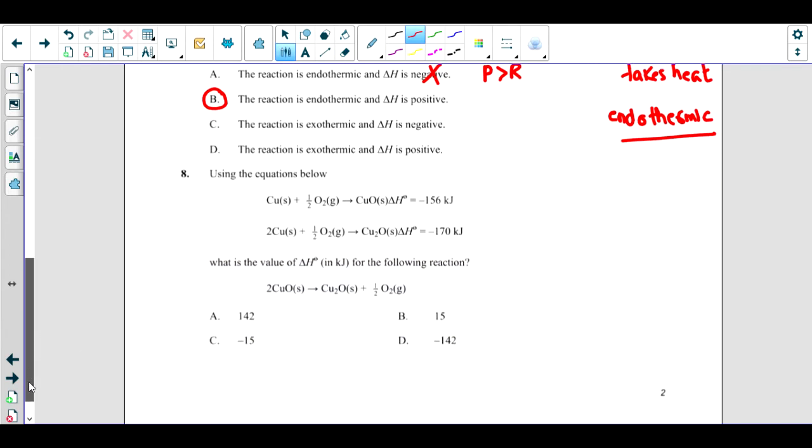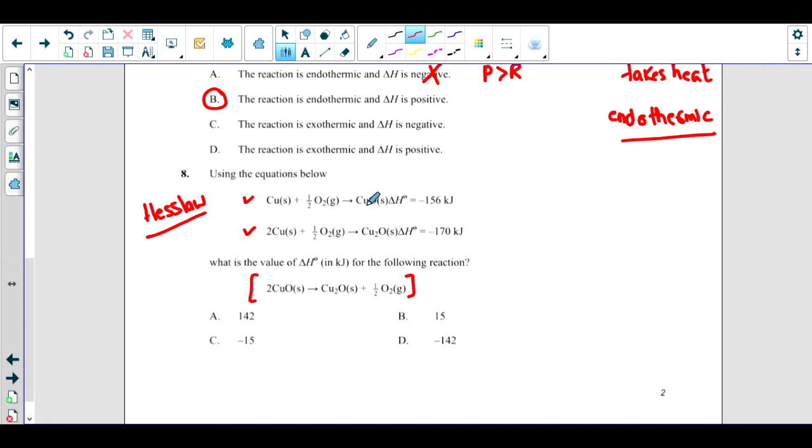Again, we have a question on Hess's law. We have some reaction mechanism and we have the main equation, and we want to derive this main equation with the help of these reactions. Let us see how we can do it. Here we have a CuO and two CuO, but in the first equation, we have a CuO on the product side.